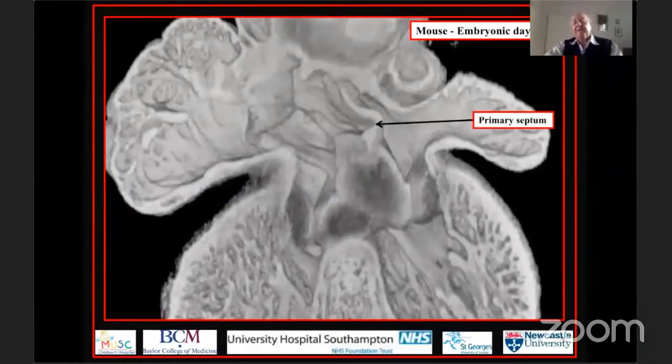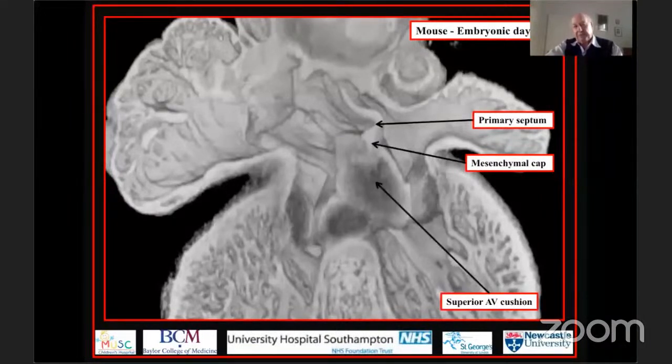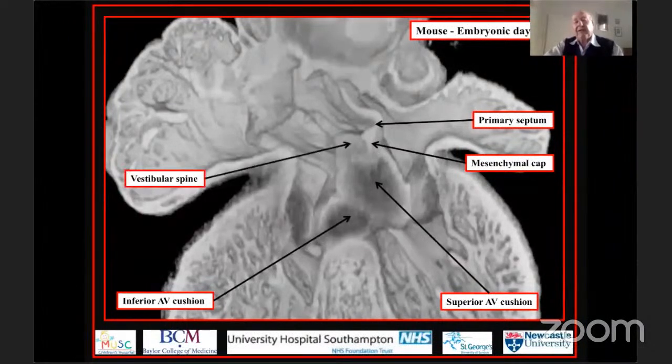see even better. The primary septum itself had on its leading edge the mesenchymal cap. The mesenchymal cap fused with the superior atrioventricular cushion, the superior cushion fused with the inferior atrioventricular cushion to separate the atrioventricular junctions. We're going to talk about that in much more detail in 2 weeks' time, when we discuss ventricular development. But there is the vestibular spine that has reinforced the rightward side of the closure of the primary interatrial foramen.